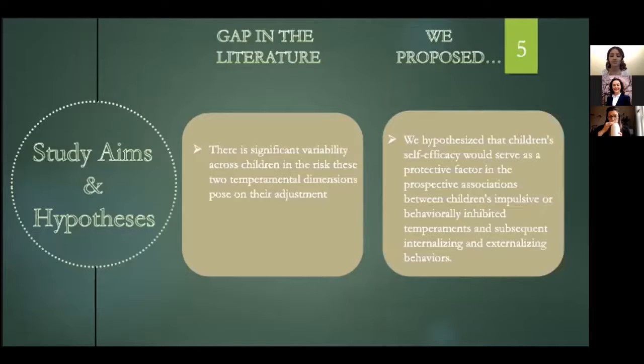There is significant variability across children in the risk these two temperamental dimensions pose on their adjustment. That being said, it is very likely that there may be outside sources playing a role in the interruption or moderation of the risk posed by these dimensions to children. Unfortunately, not enough research has explored the sources of variability. So for this study, we proposed that children's self-efficacy would serve as a protective factor in the prospective associations between children's impulsive or behaviorally inhibited temperaments and subsequent internalizing and externalizing behaviors.